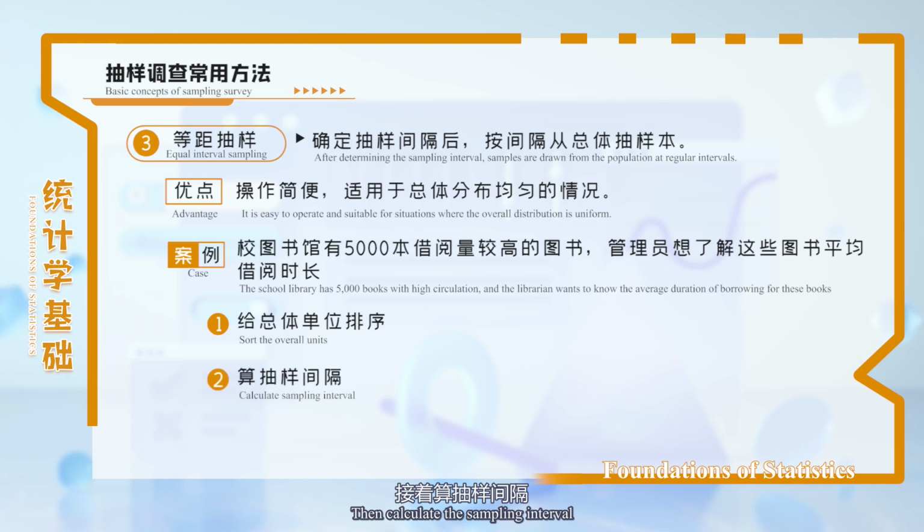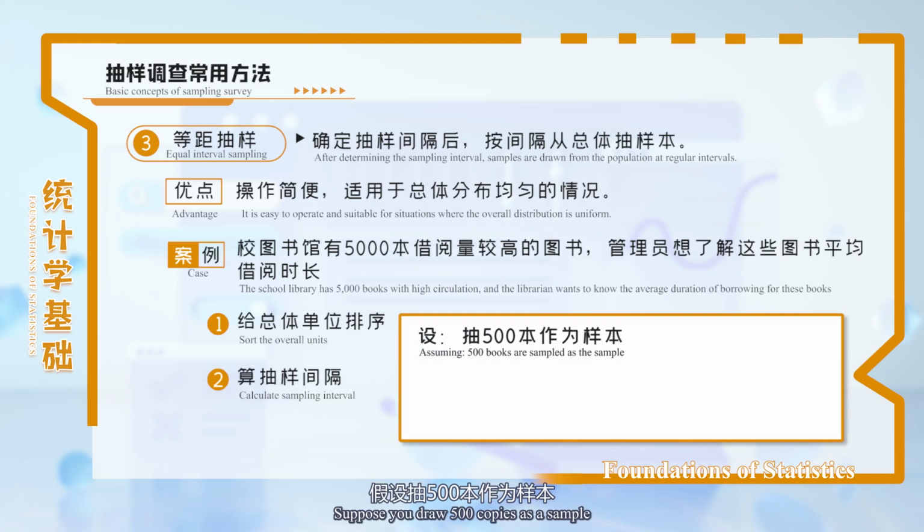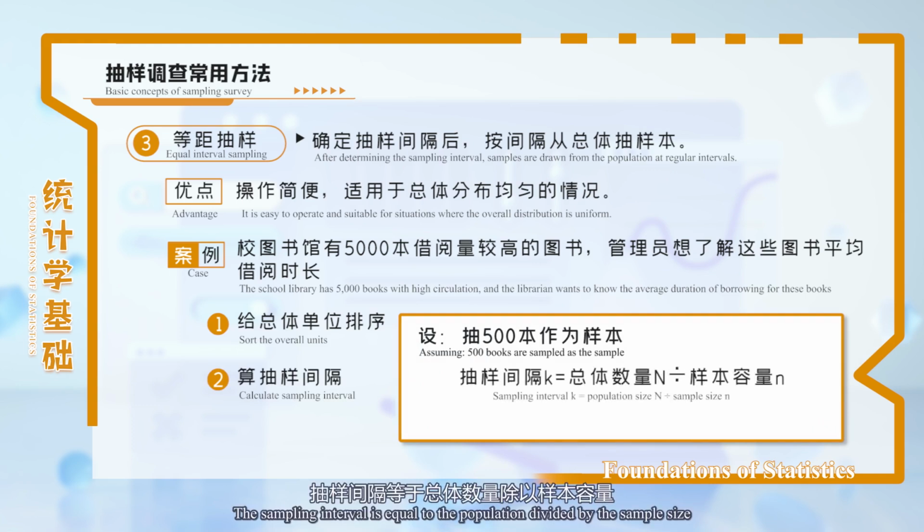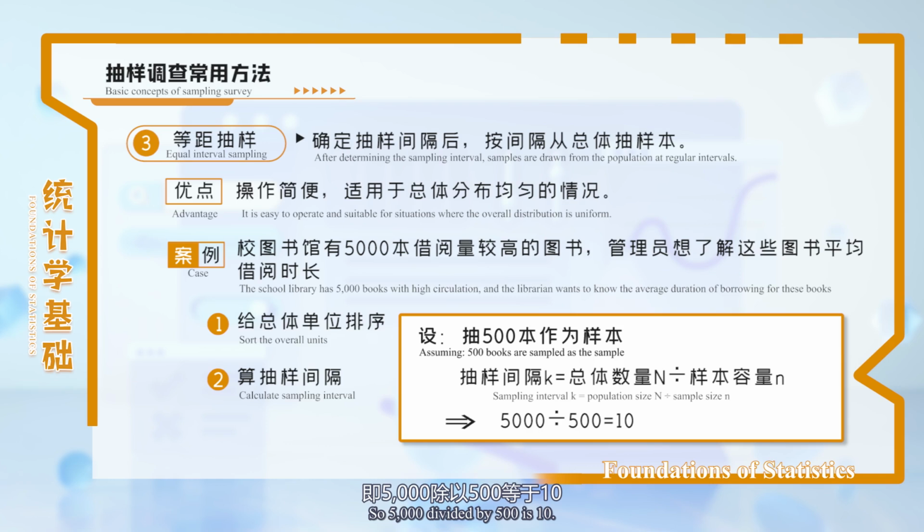Then calculate the sampling interval. Suppose you draw 500 copies as a sample. The sampling interval is equal to the population divided by the sample size. So 5,000 divided by 500 is 10. That means 1 every 10.